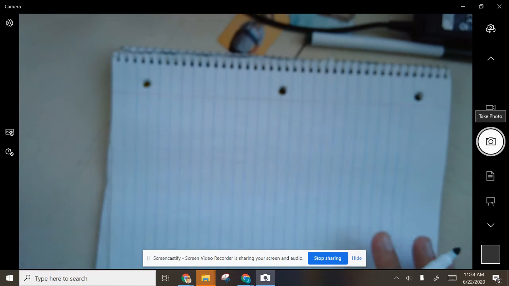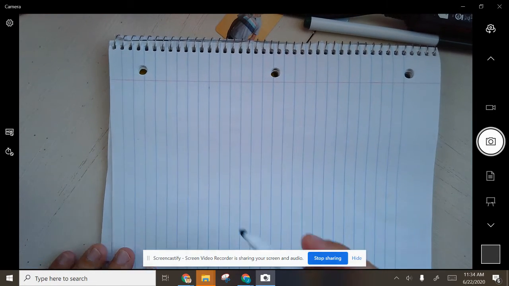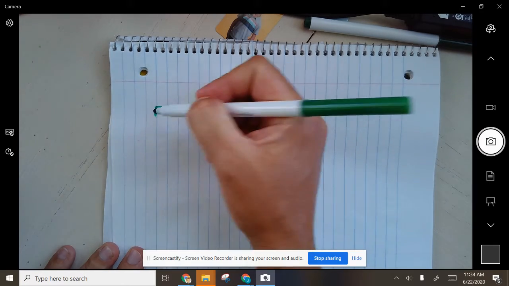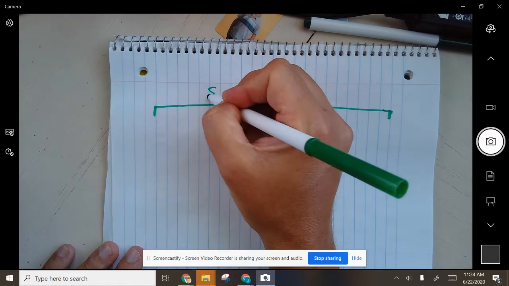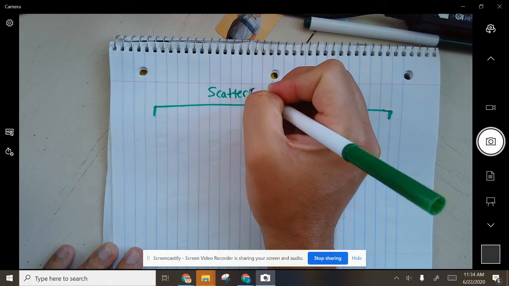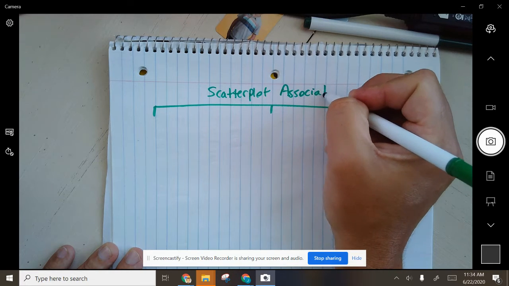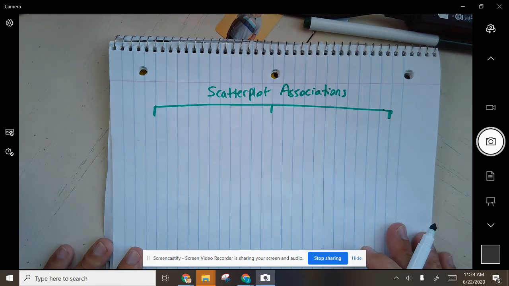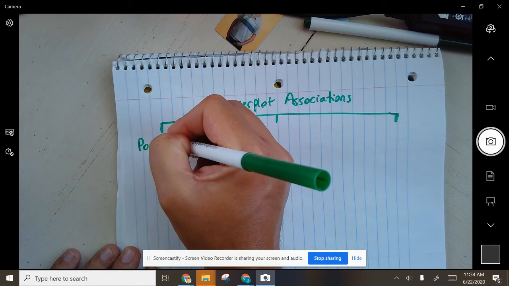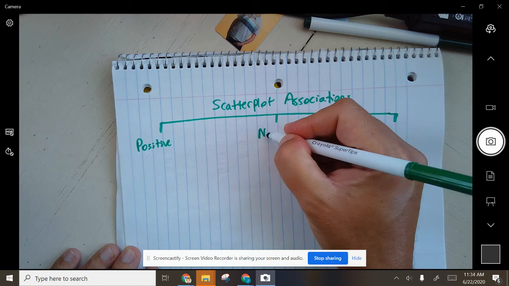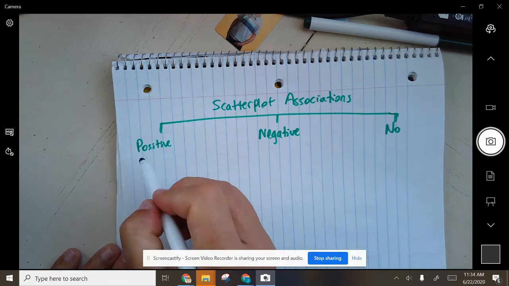All right, guys, your notes for today. The first set of notes is going to be a tree map with 3 sets here, and it's going to be called scatter plot associations. One will say positive. This is really easy. This one will be negative. And this will be no association. Okay.